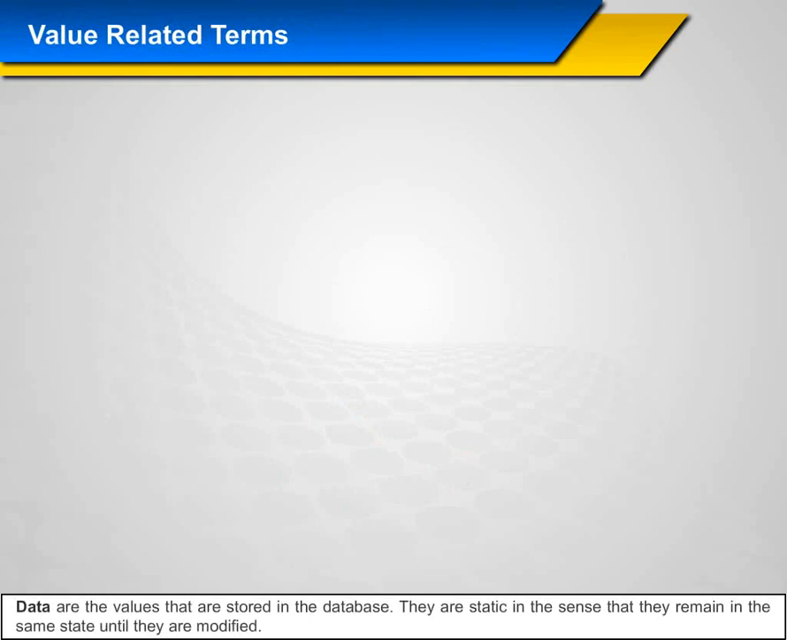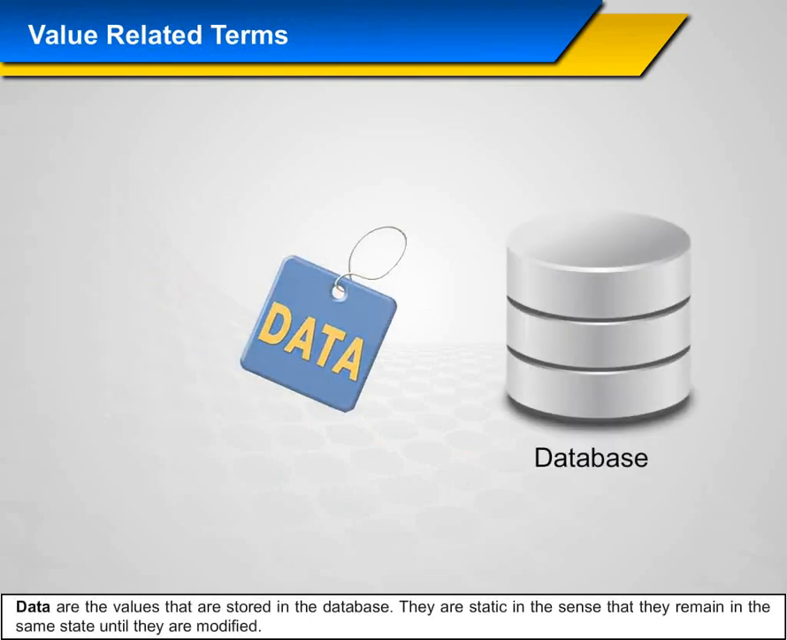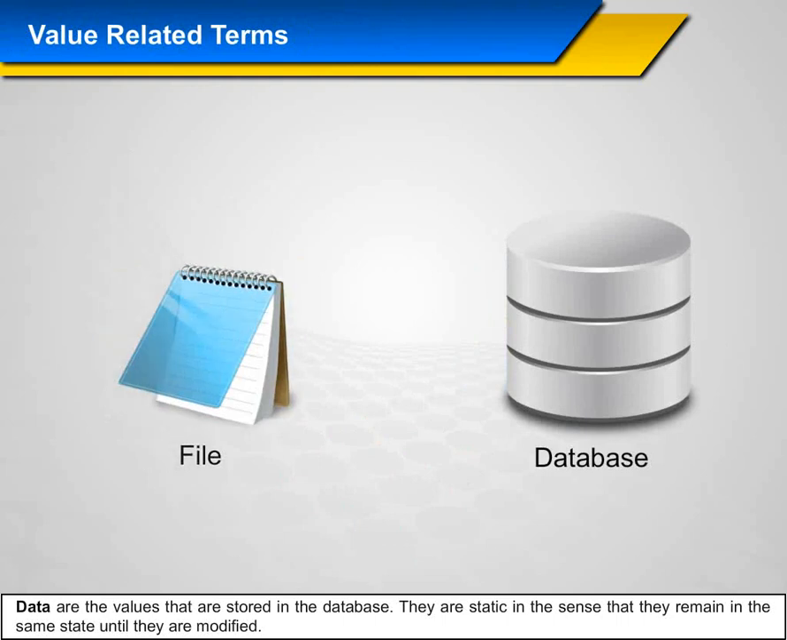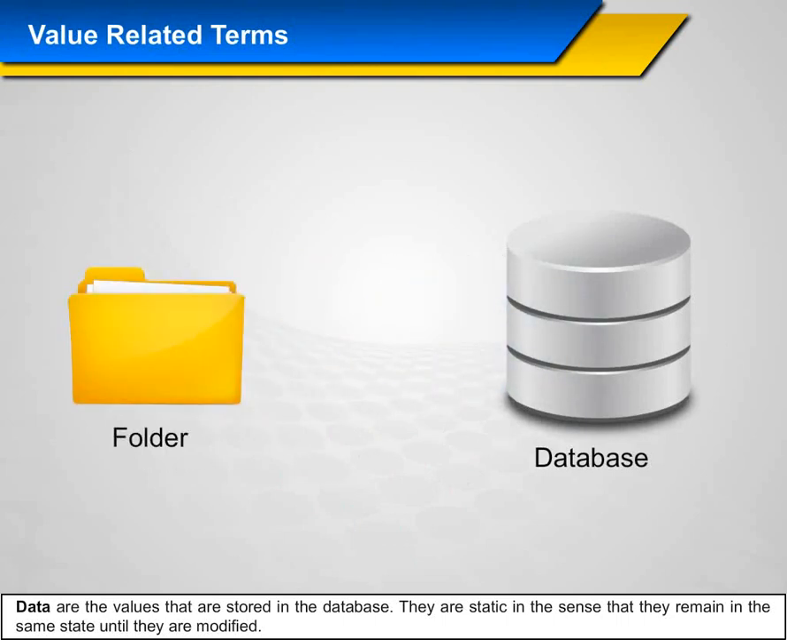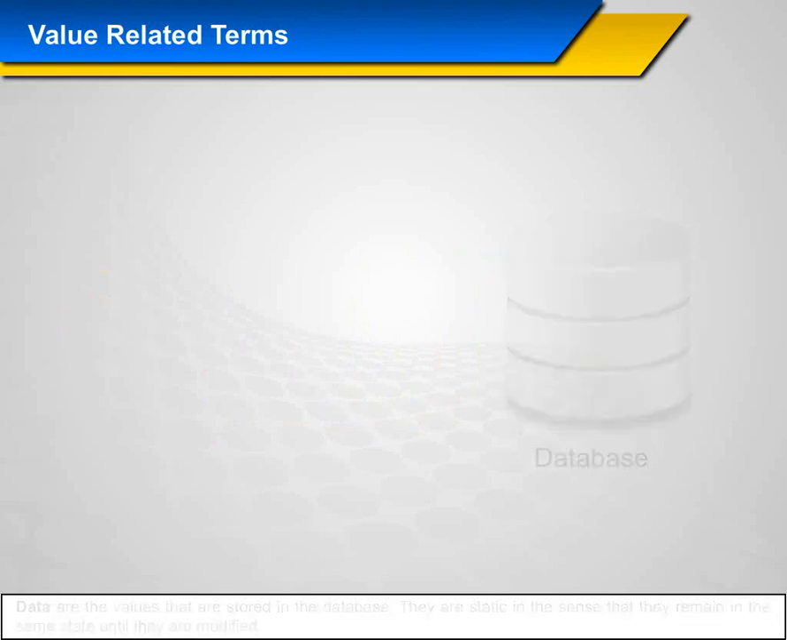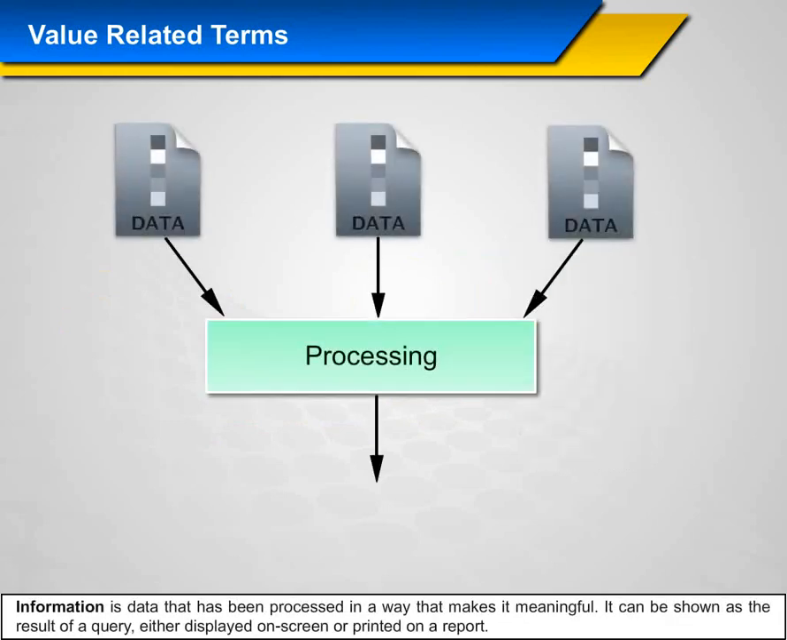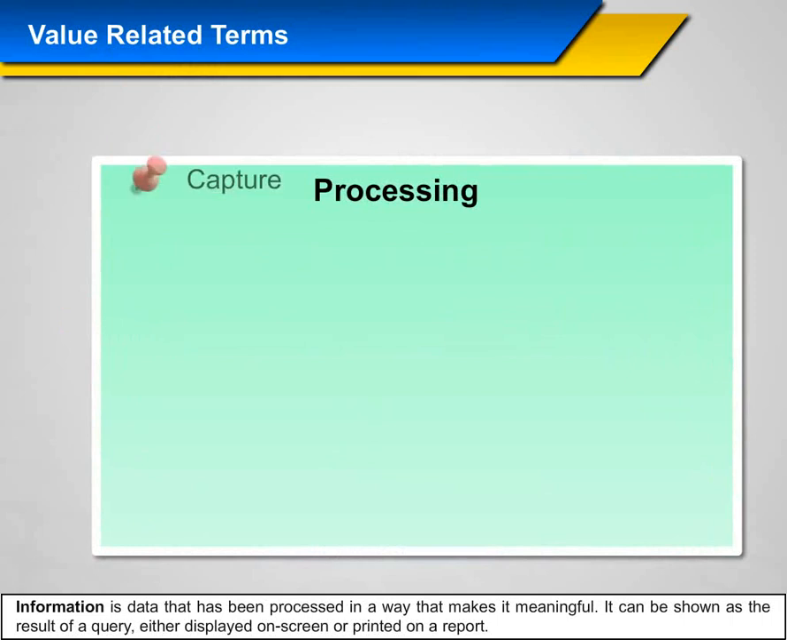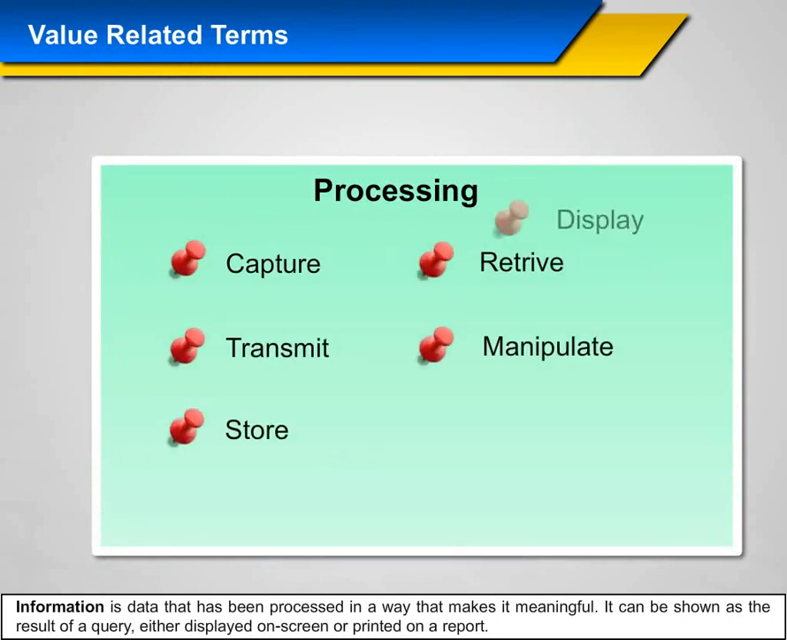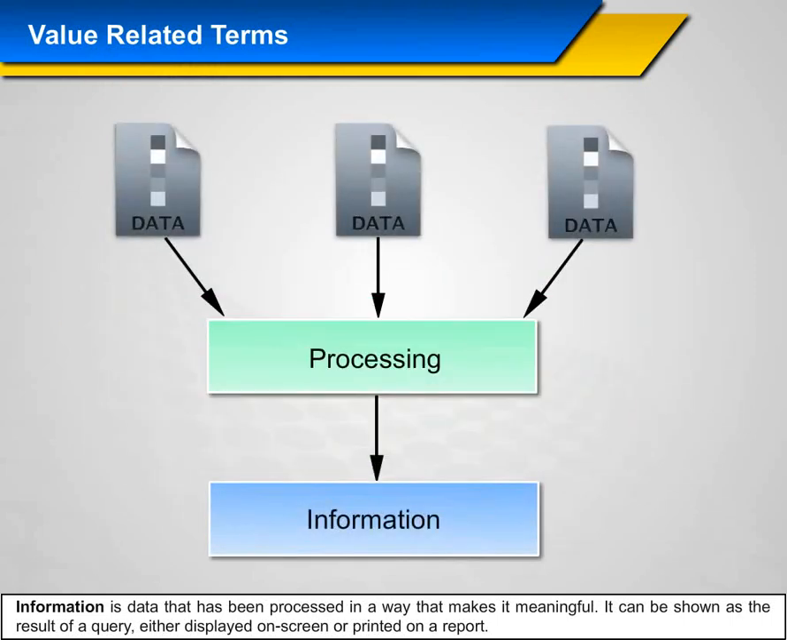Value-related terms. Data are the values that are stored in the database. They are static in the sense that they remain in the same state until they are modified. Information is the data that has been processed in a way that makes it meaningful. It can be shown as a result of a query, either displayed on screen or printed on a report.